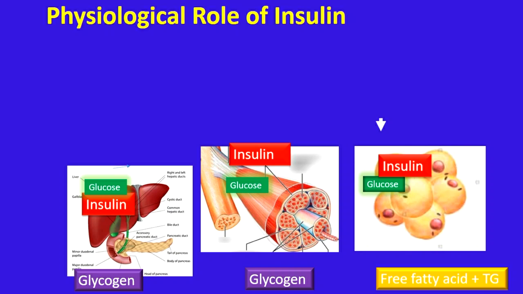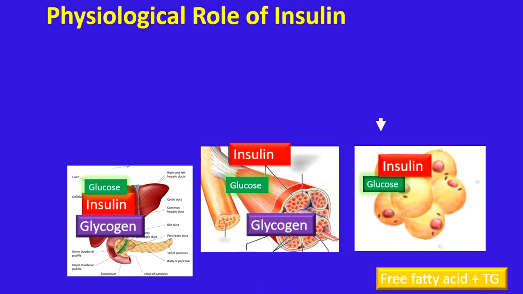Another function of insulin is this: once the glucose is inside the cell, insulin promotes the production of glycogen. But this only occurs in the liver and skeletal muscle.